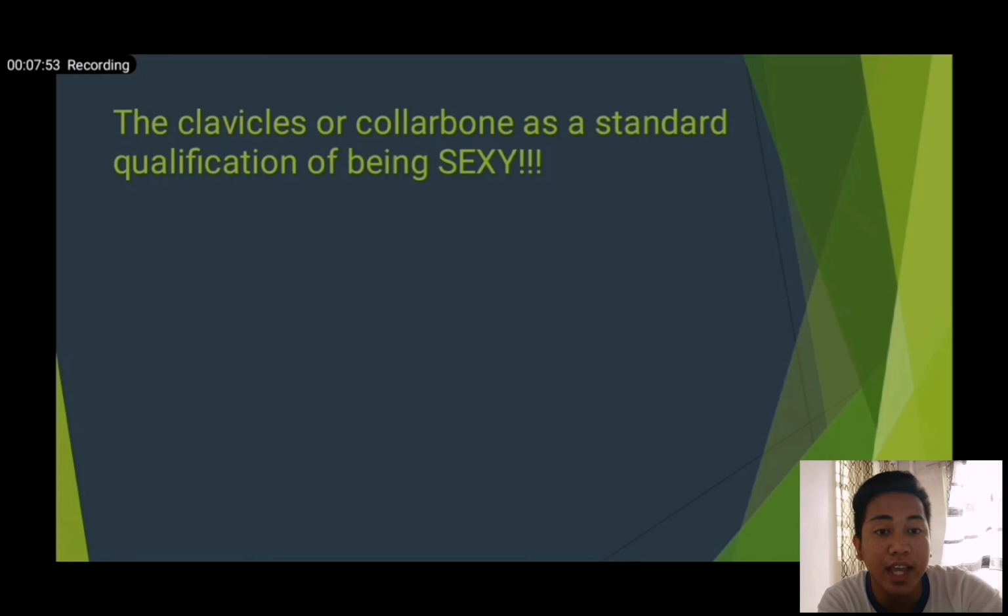Now I command you to take a look at yourself in front of a mirror. Then if there are bony projections of your collarbone or your clavicles, then I think you are sexy. But if not, hindi po siya prominent, then you are sexy in your own way naman.